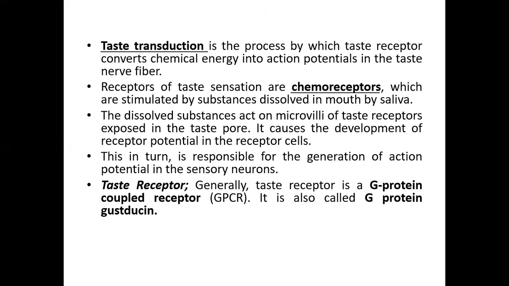Taste transduction is the process by which taste receptors convert chemical energy into action potentials in the taste nerve fiber. This is correct, because basically it has to do with converting chemical to electrical energy, since your brain can only perceive action potentials as information. So the chemicals that you ingested, which the receptors in your tongue or mouth pick up, are chemical in nature. They have to be converted into what we call electrical signals, or action potentials.